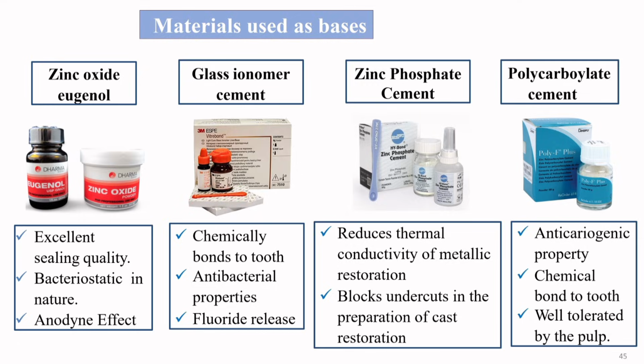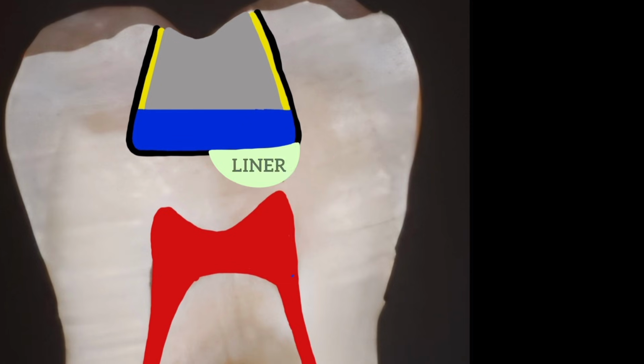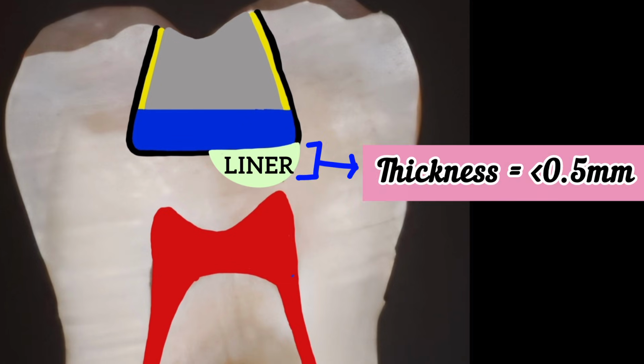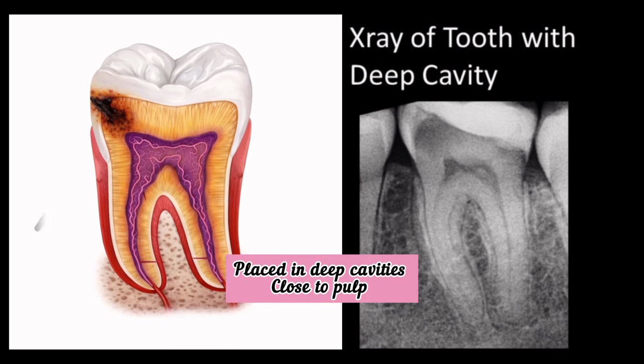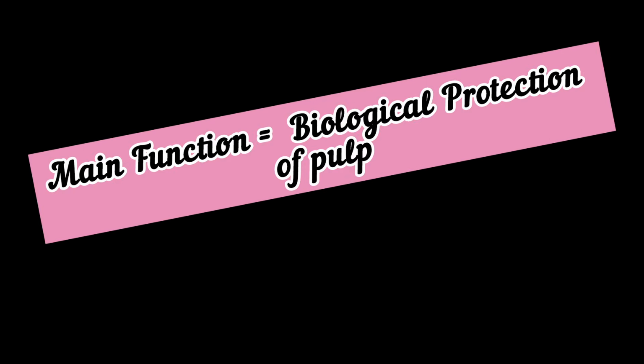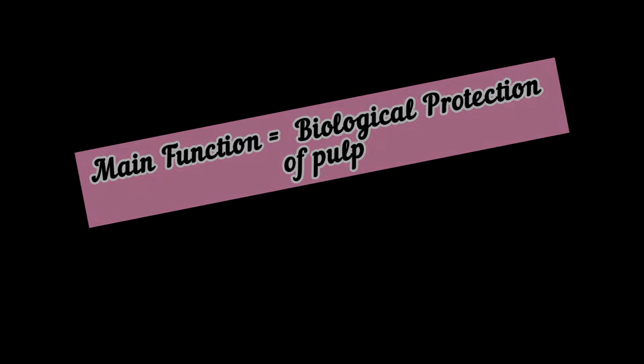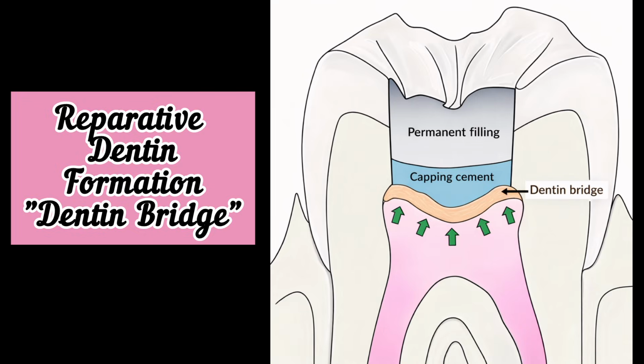Some of the commonly used bases are zinc oxide eugenol, and high strength bases like zinc phosphate cement, zinc polycarboxylate cement, and glass ionomer cement. Now, what is a liner? A liner is a material used in a very thin layer of less than 0.5 mm. Liners are placed in very deep cavities close to the pulp, and their main function is the biological protection of the pulp. Liners also help in reparative dentin formation.